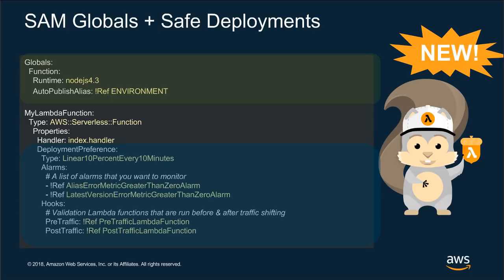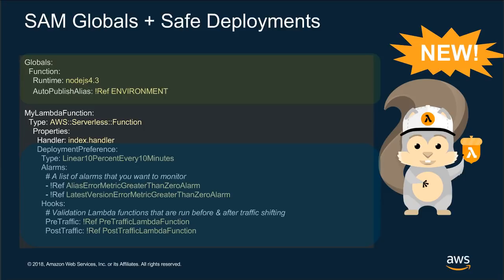So for the example here of a function, we can specify the runtime once in the globals and then never need to define it in the individual resources. And basically any attribute that exists for a serverless function, we could define in the globals and have it be standardized across. And the other section that you'll see here is the deployment preference. In this case, deployment preference will help us in aiding the safe deployment capabilities that exist now via traffic shifting.